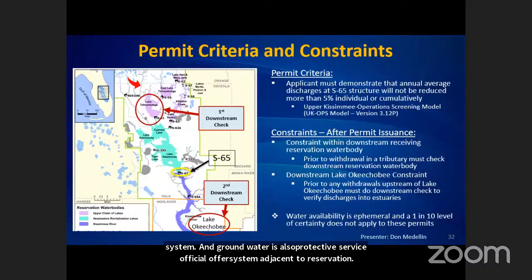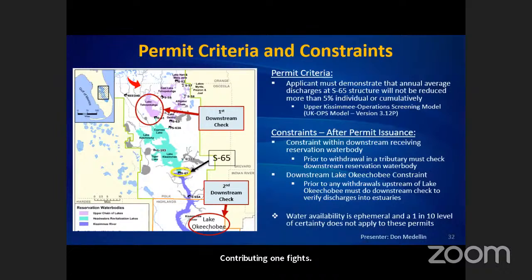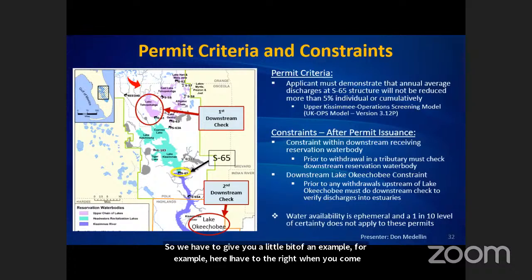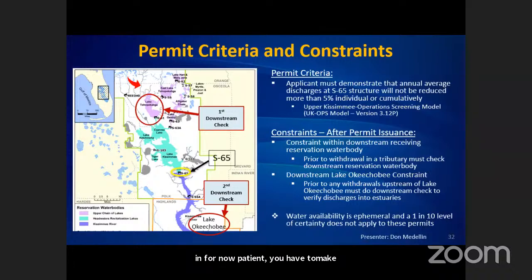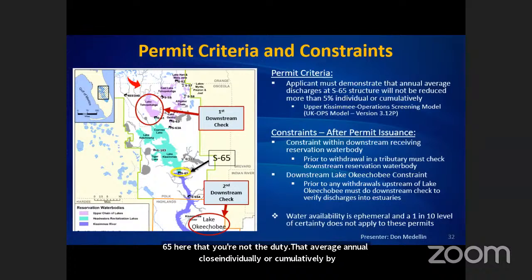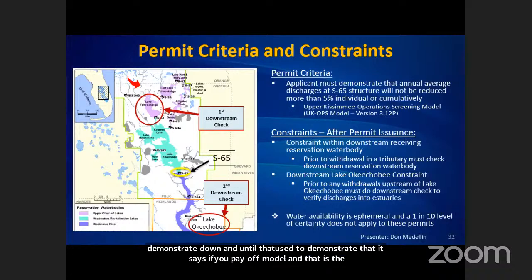So I'm going to give you a little bit of an example. For example, here on the right, when you come in for an application, you have to make sure at S65 here that you're not reducing the average annual flows individually or cumulatively by greater than 5%. So that happens at the time an applicant comes in to submit an application to demonstrate that. And the tool that's used to demonstrate that is this UK Ops model, the Upper Kissimmee Operations Simulation Model. And that model is incorporated into the rule, and you have to use this specific version to do that evaluation.